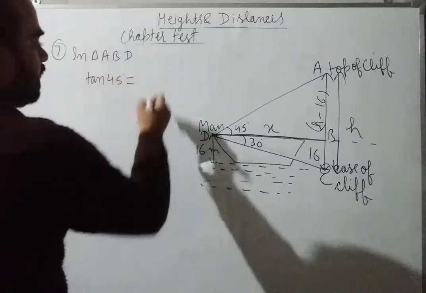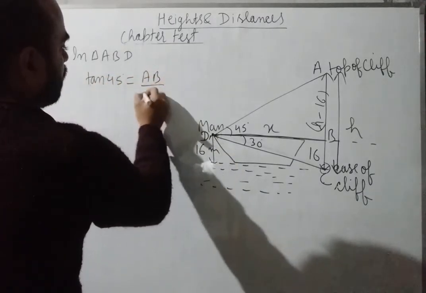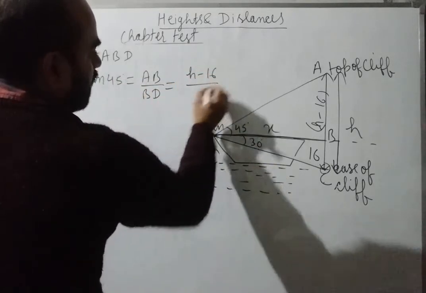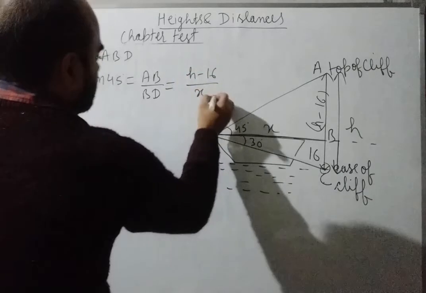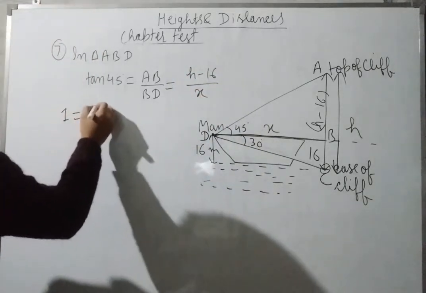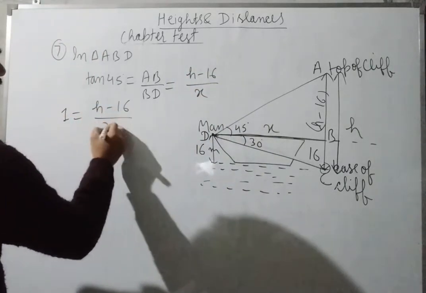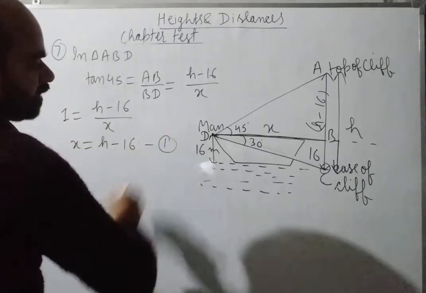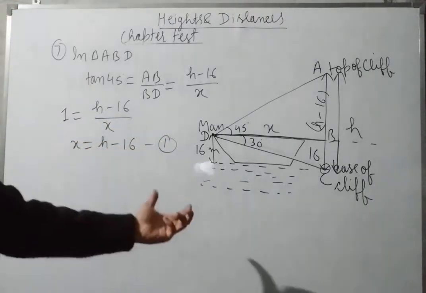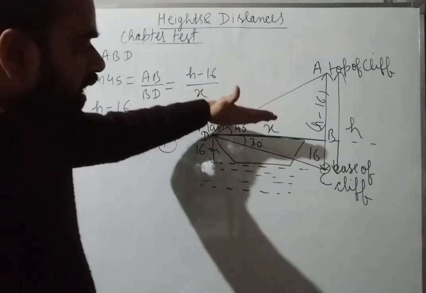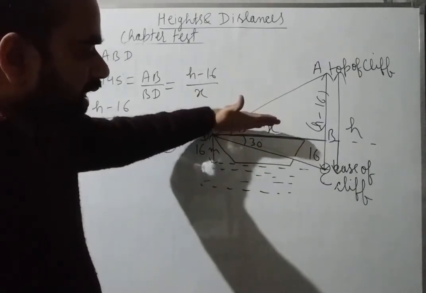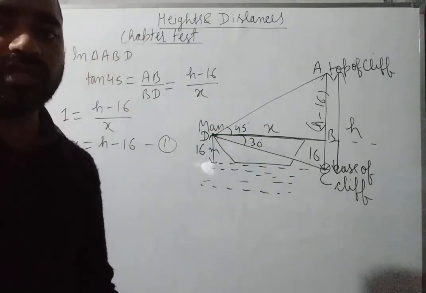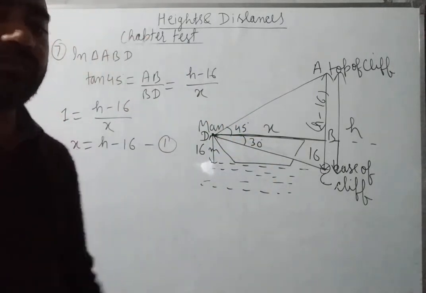AB upon BD. AB is h minus 16 and BD is x, tan 45 is 1. So the first equation we have got is x is equal to h minus 16. Correct. Now the second equation. Angle of depression means the angle between the horizontal line and the line of sight.